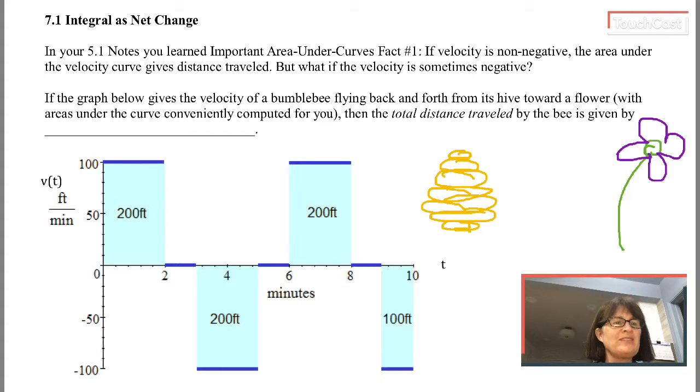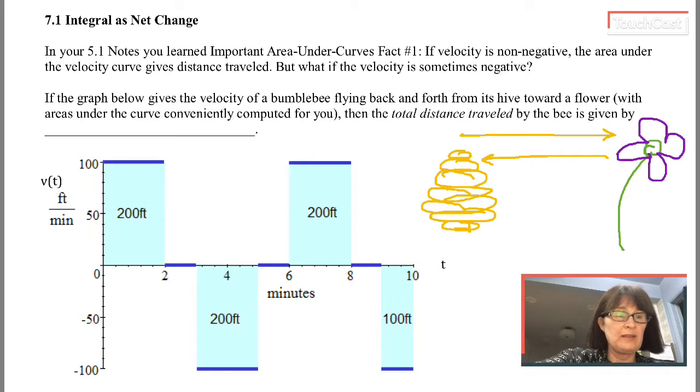I have a bumblebee. This is a beehive and the flower. I have a bumblebee flying back and forth between the hive and the flower. Sometimes the bee is flying from the hive toward the flower, and then sometimes the bee is flying from the flower toward the hive. So how does that change how we think about distance, to know that sometimes the bee is moving toward a goal and then moving back away from that goal?